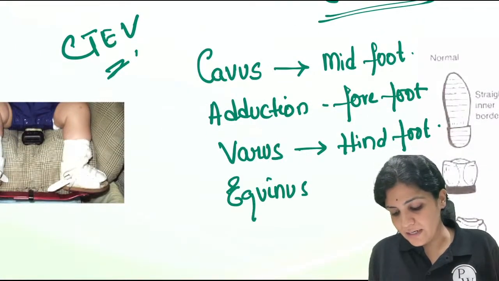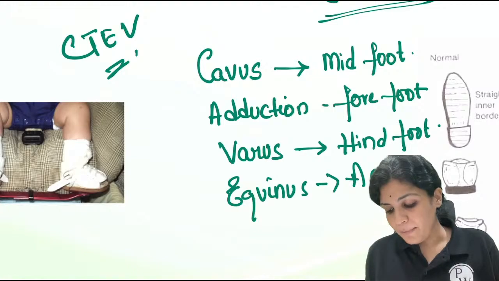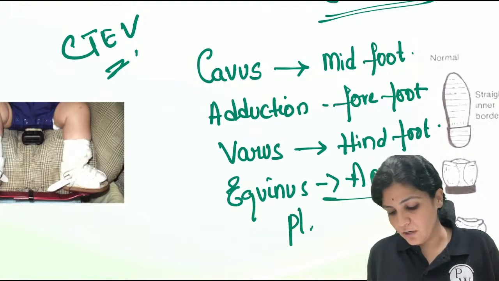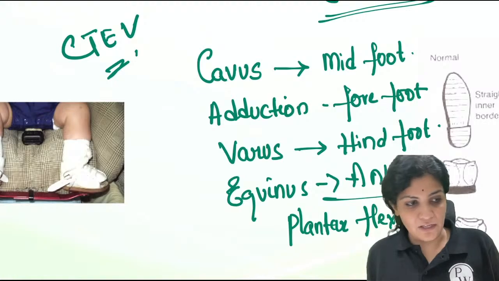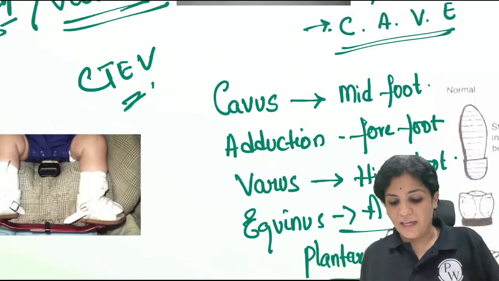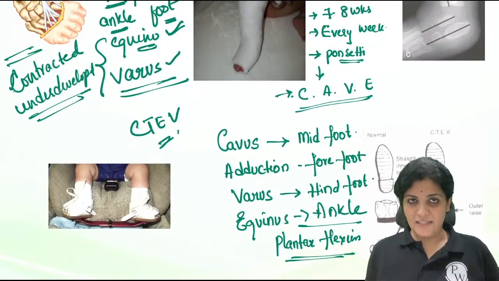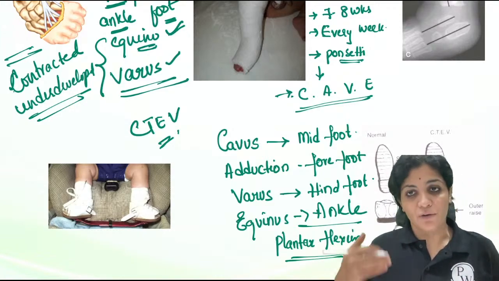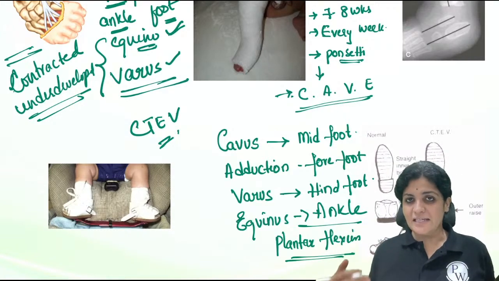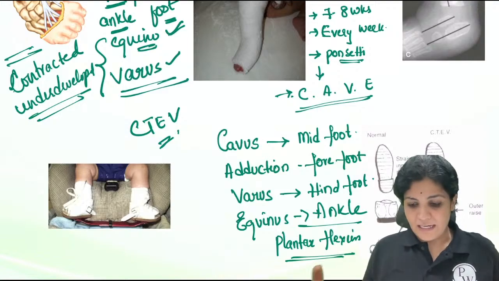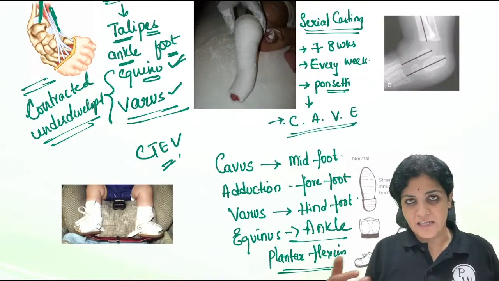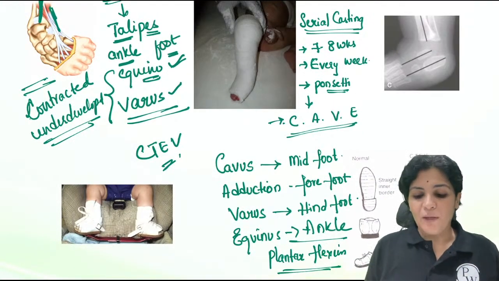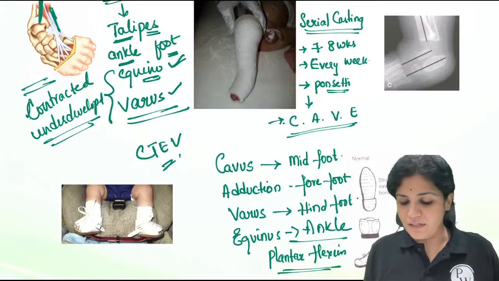So what is equinus? In the ankle, that is your plantar flexion. These are all the deformities which we see in case of CTEV. Right? So cavus, adduction, varus, and equinus. So how do you correct it? First you try to correct the cavus, then the adduction, then the varus, then the equinus. All this is corrected by serial casting in 6, 7 to 8 weeks by your POP. So this is how you put it. You put this POP above knee.